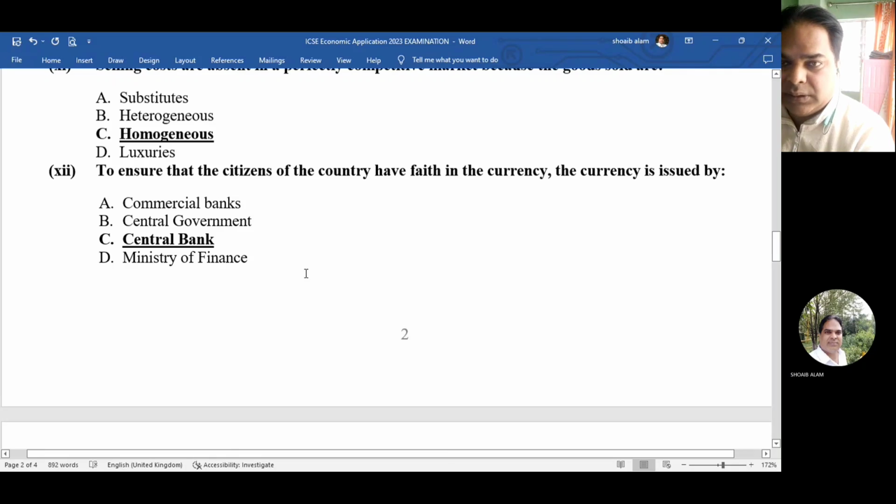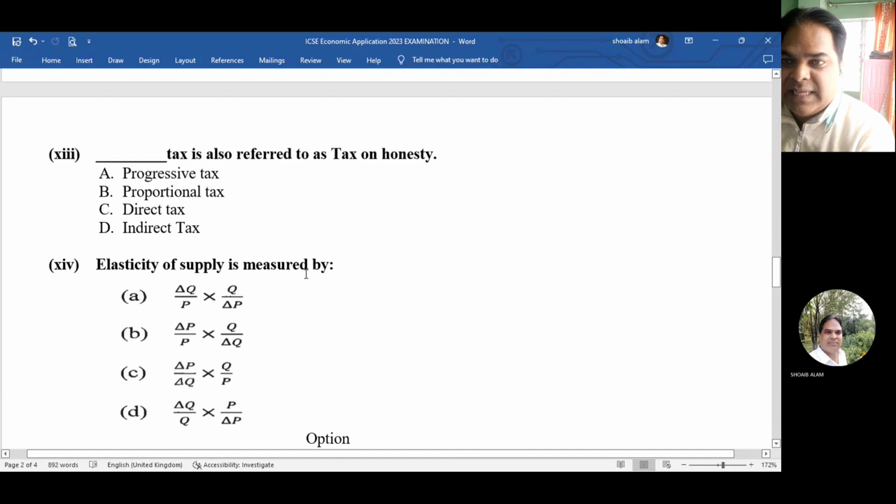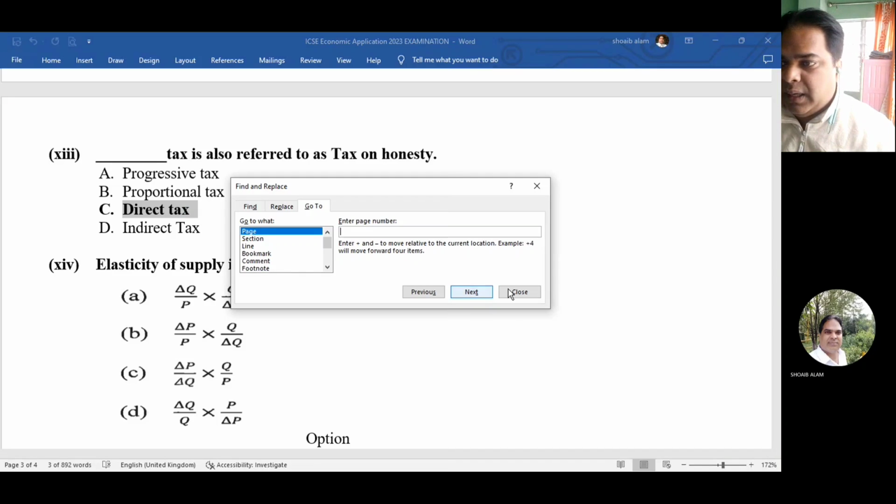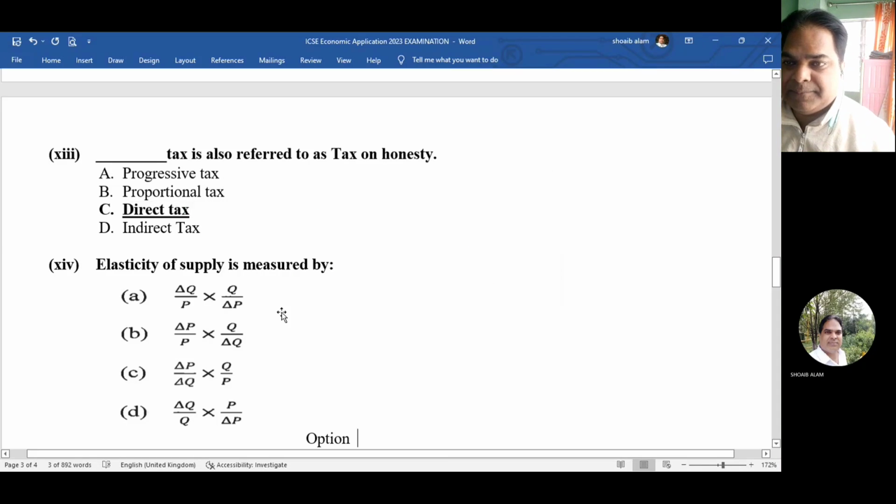Now number 13. Dash tax is also referred as tax on honesty. Dash tax. Progressive tax, proportional tax, direct tax, indirect tax. So which one will be the correct answer? The answer will be direct tax. Okay, it will be direct tax.